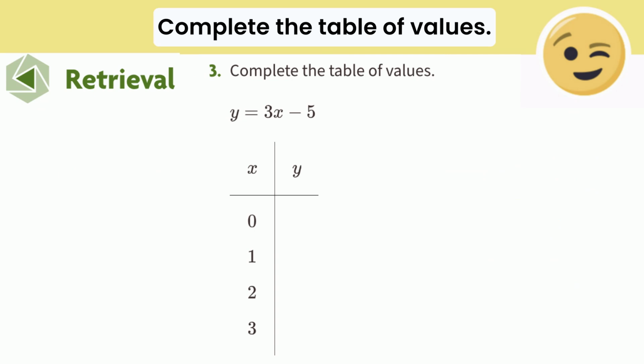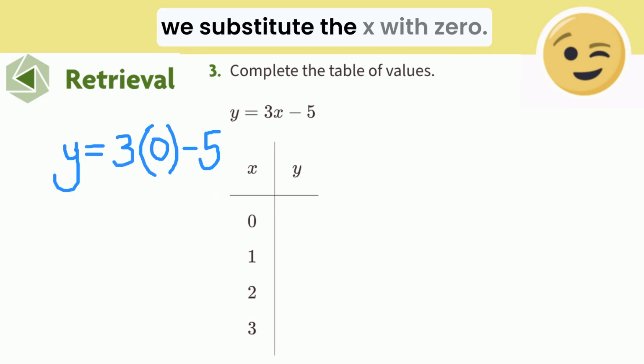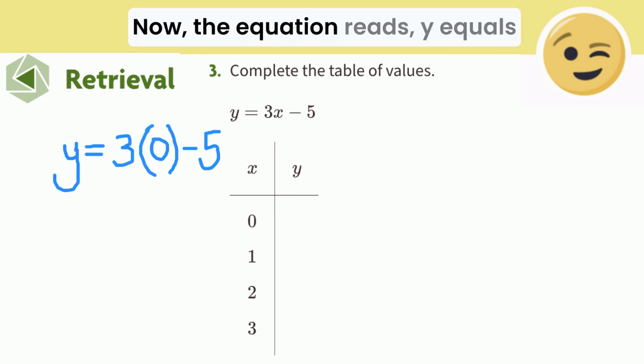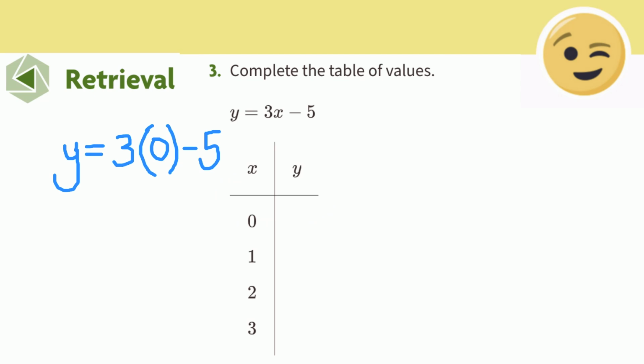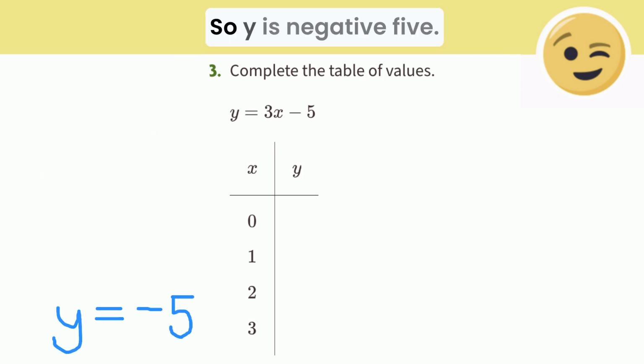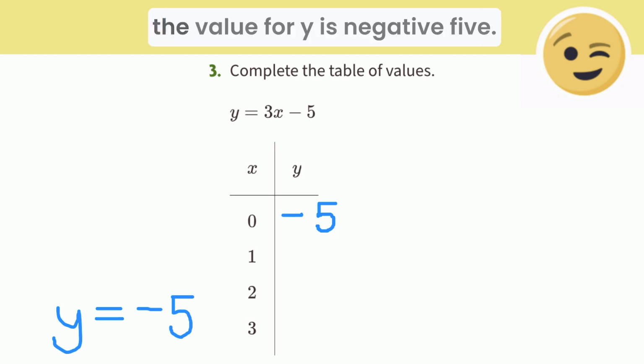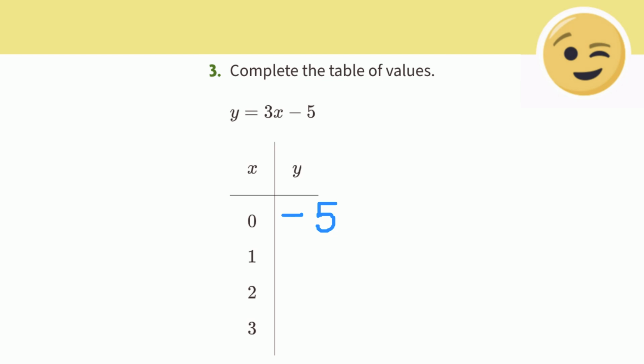Complete the table of values. When the value for x is 0, we substitute the x with 0. Now the equation reads y equals 3 times 0 minus 5. And 3 times 0 is 0. 0 minus 5 is negative 5. So y equals negative 5. When the value for x is 0, the value for y is negative 5.